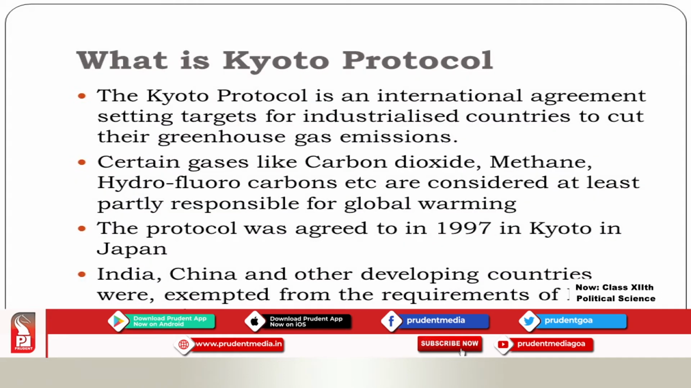So then next topic, what is the Kyoto Protocol? Now why Kyoto? Kyoto is a place in Japan, and protocol means an agreement. So it is nothing but an agreement signed in Kyoto, Japan. That's why they named it the Kyoto Protocol. The Kyoto Protocol is an international agreement setting targets for industrialized countries. Industrialized countries means developed countries. So this protocol was basically for whom? For developed countries, to cut their greenhouse gas emissions.